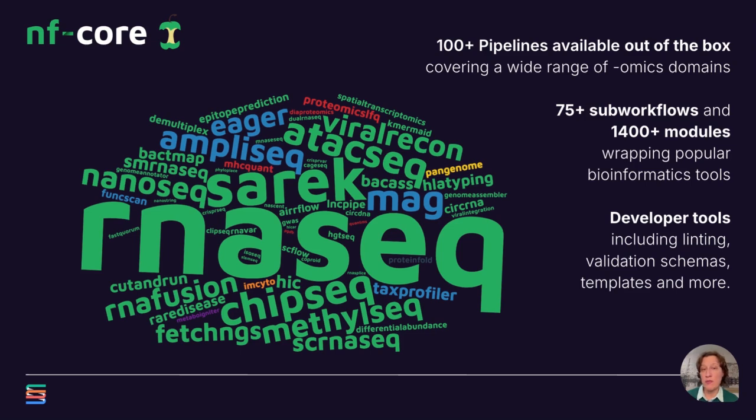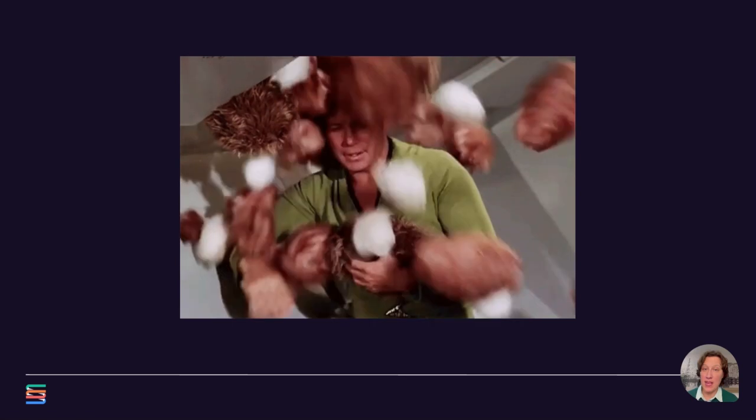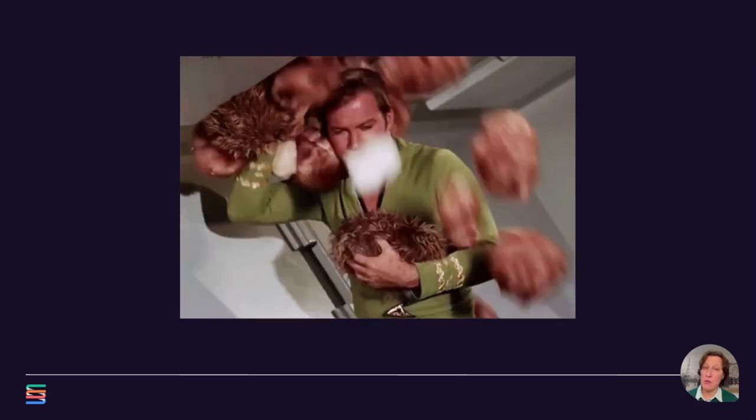Or if you'd rather build from the ground up, you can take advantage of NF-Core's modularity principle, because most of the code in those pipelines is organized in modules and sub-workflows that you can use as building blocks to develop your own pipelines. There is so much to choose from. It can actually be a little overwhelming.